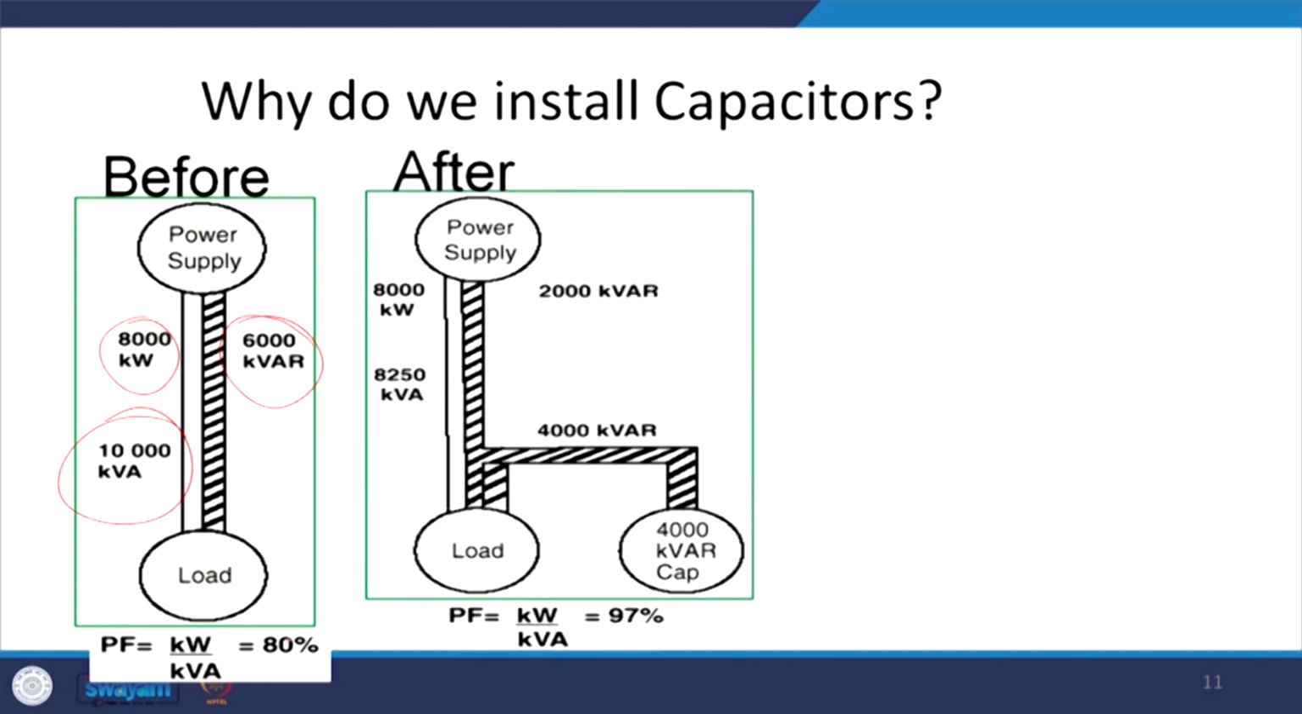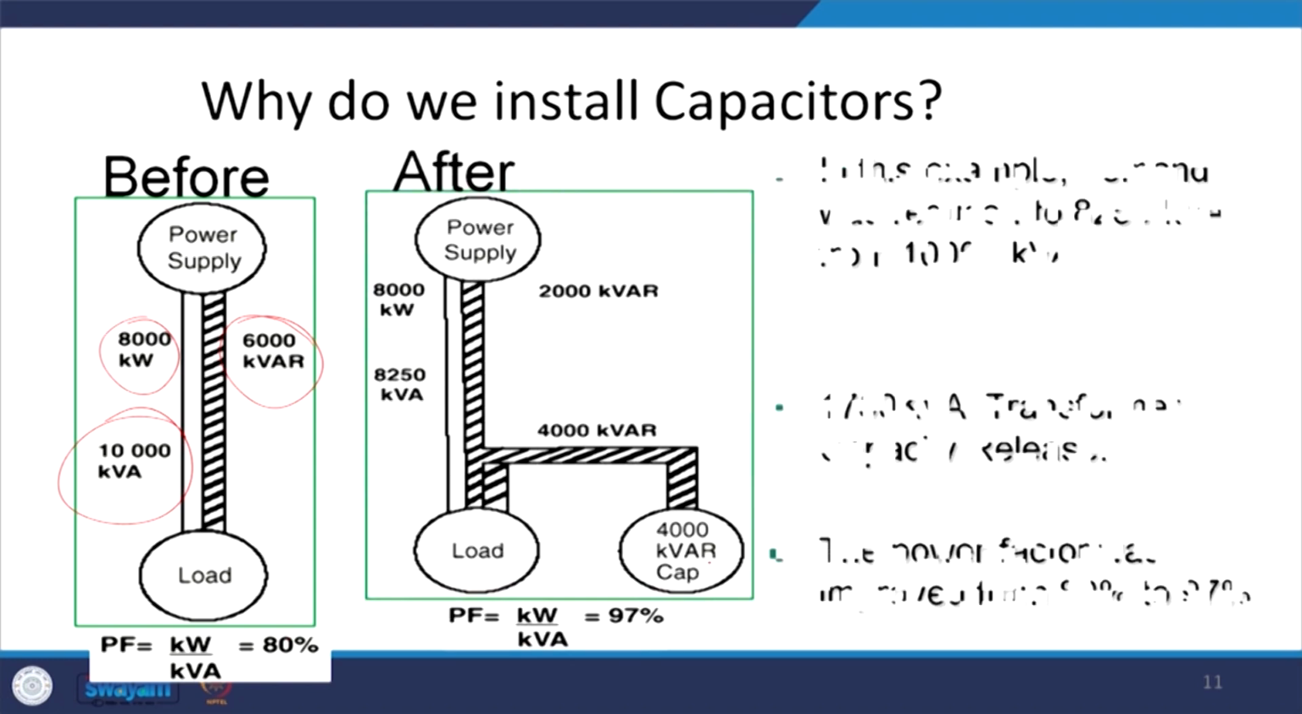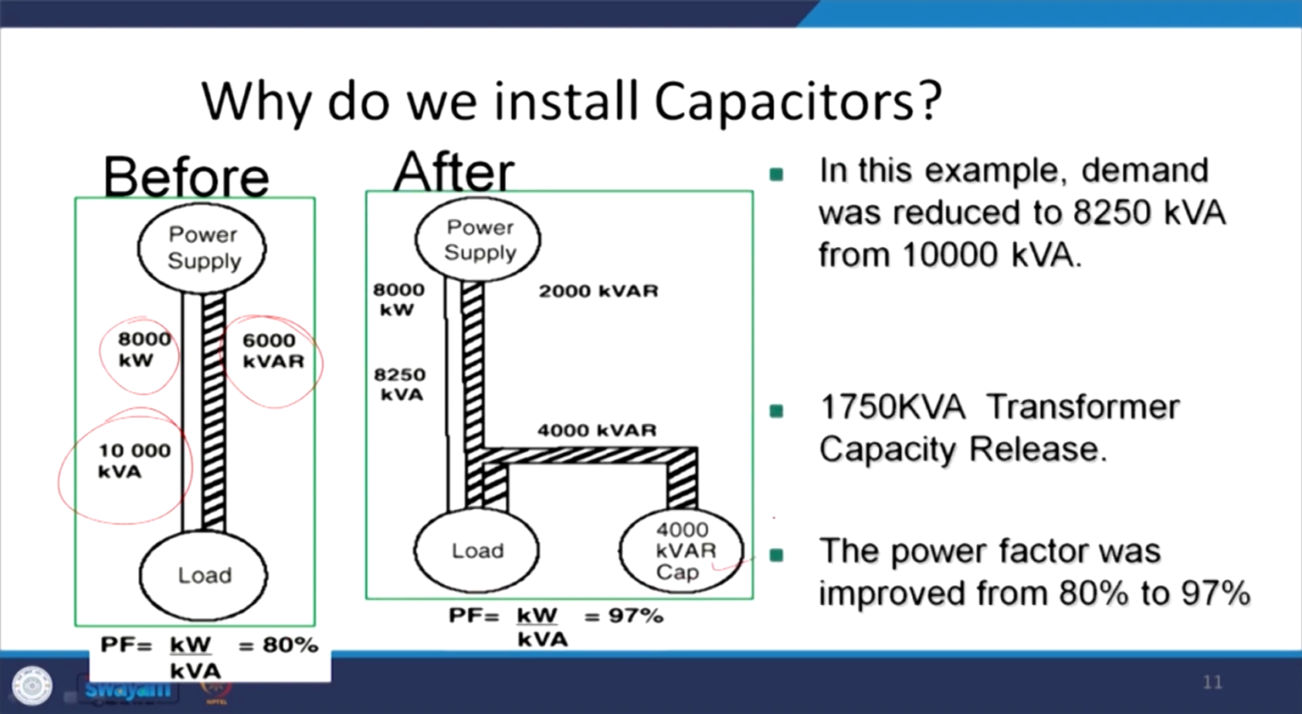On the other hand, if you have this capacitor bank of 4000 kVAR, then what will happen is this capacitor bank will supply the reactive power, and ultimately the net kVAR coming from the line is 2000. So, overall if you square it up, the kVA rating will be 8250 and you get a 97% power factor.